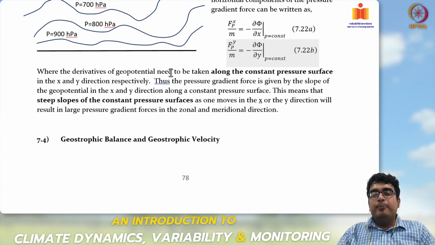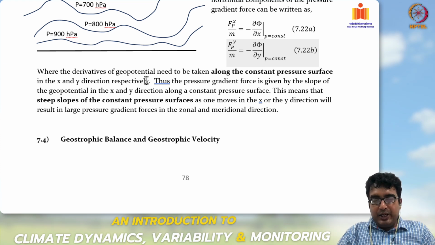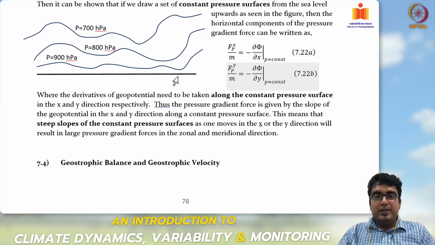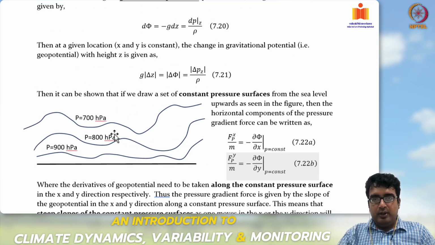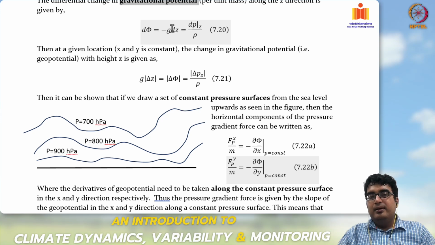The derivatives of geopotential need to be taken along the constant pressure surface in the x and y direction. Thus, the pressure gradient force is given by the slope of the geopotential in the x and y direction along a constant pressure surface. This means that steep slopes of constant pressure surfaces, so here the slope is very steep for example, as one moves in the x or the y direction, will result in large pressure gradients in the zonal and the meridional direction. Remember, phi is basically gz, so d phi is g dz, which is dp over del rho.